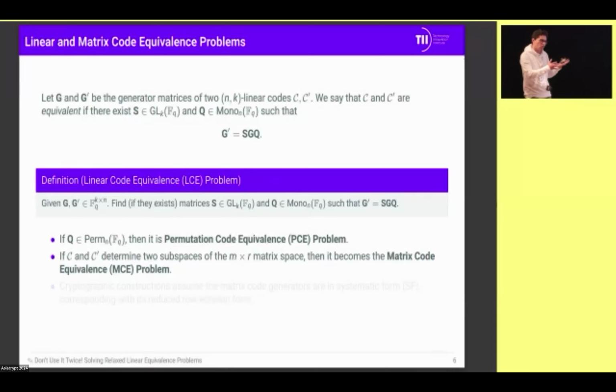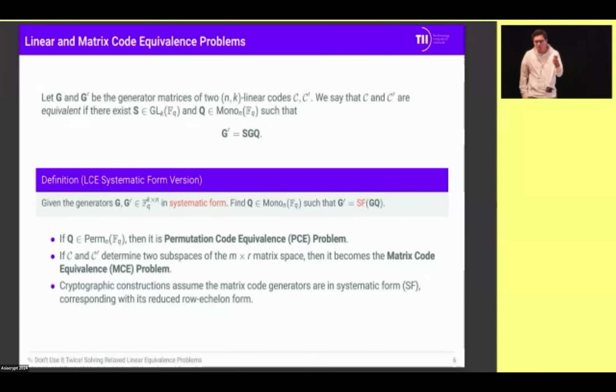And if the codes are not linear, but they are subspaces of the matrix space over F_q, a finite field, in that case you call it matrix equivalence. It's presented by Lars. It's just a different way to see the problem.